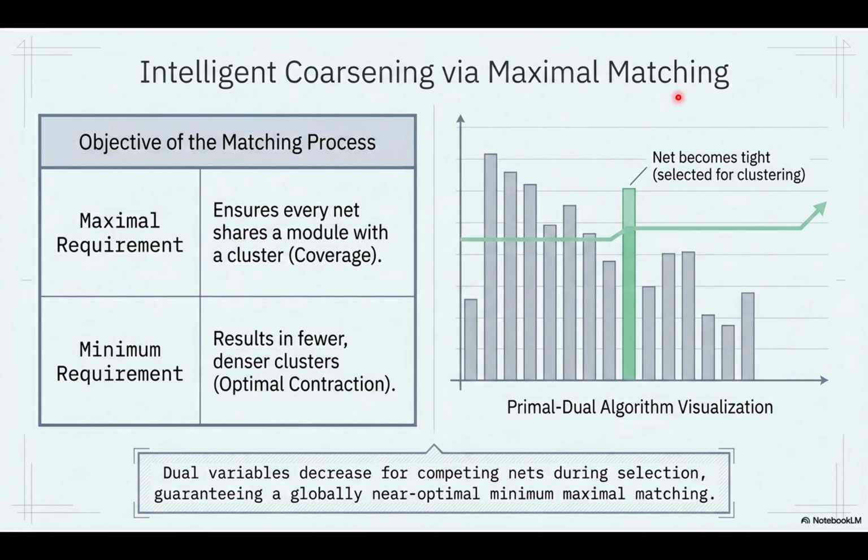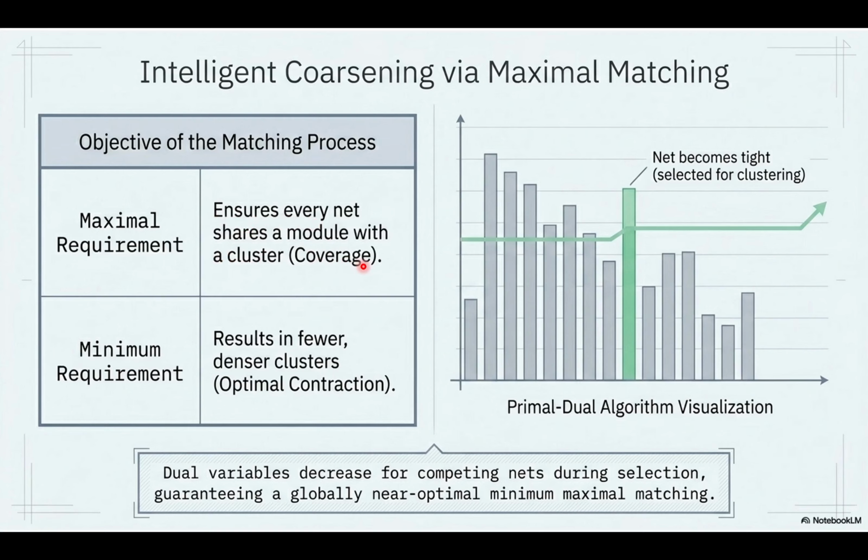Yes. And what's fascinating here is the mathematical tension in that terminology. Well, a matching just implies pairing modules that share a net. A maximal match means you continue pairing independent modules until it is structurally impossible to add another pair without overlapping. So you have covered as much of the graph as structurally possible. You leave no module isolated if it can be paired. Exactly. That ensures the entire graph shrinks uniformly.